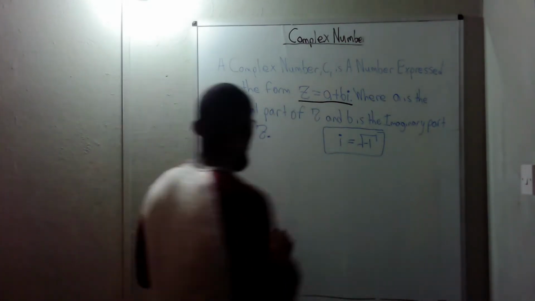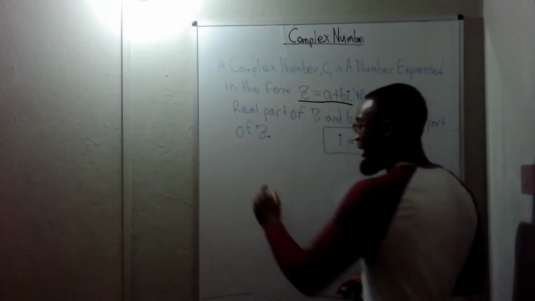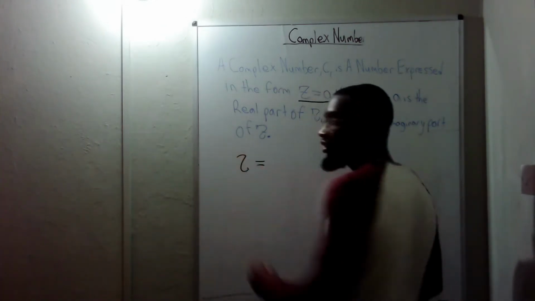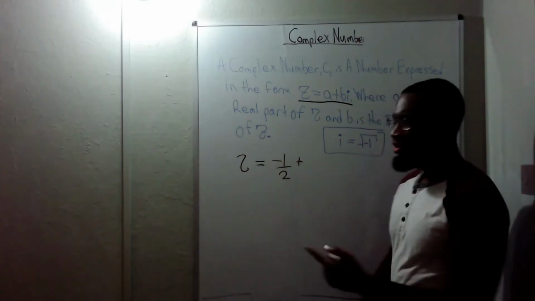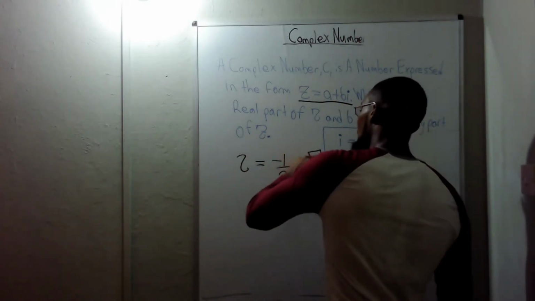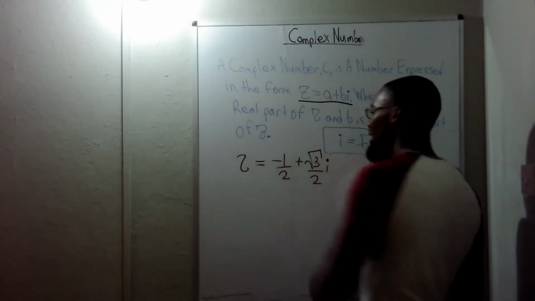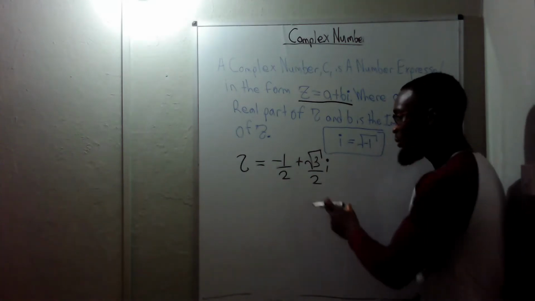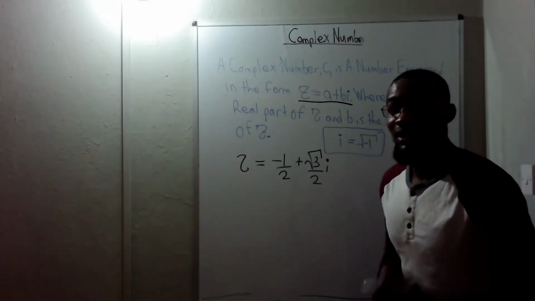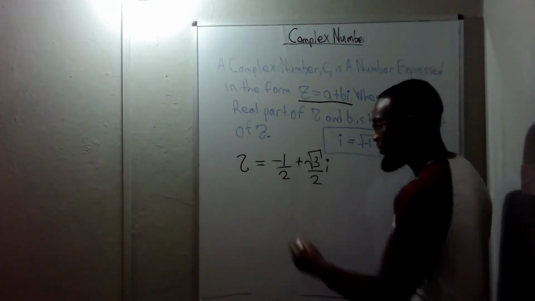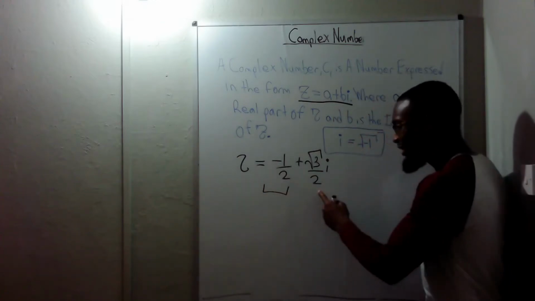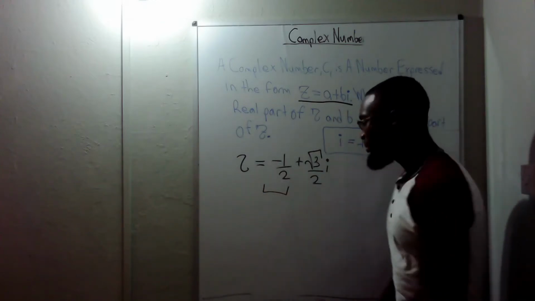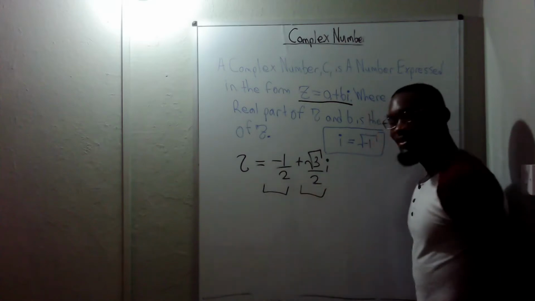So, just to write down a complex number again, we had z is equal to negative a half plus root 3 over 2 times i. In a case like this, what is the real part of the complex number? Negative a half, yeah? And what is the imaginary part of the complex number? Root 3 over 2. Good.